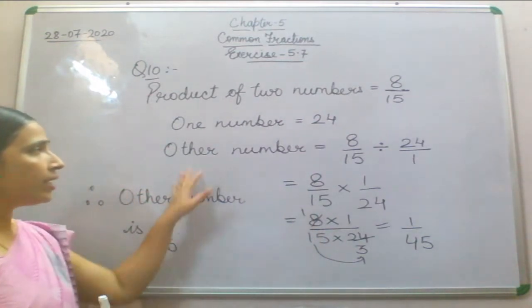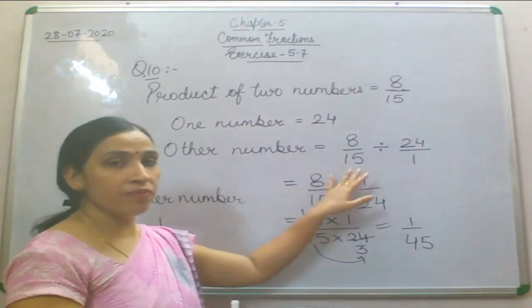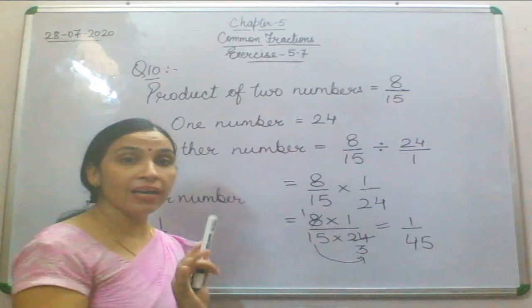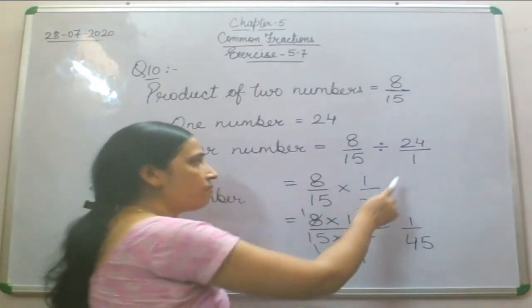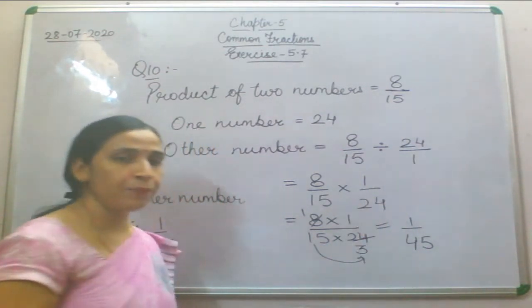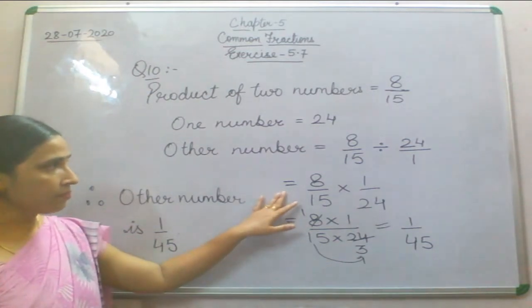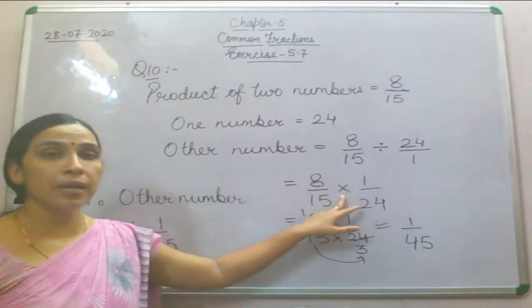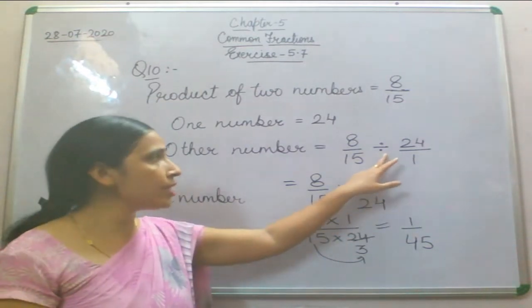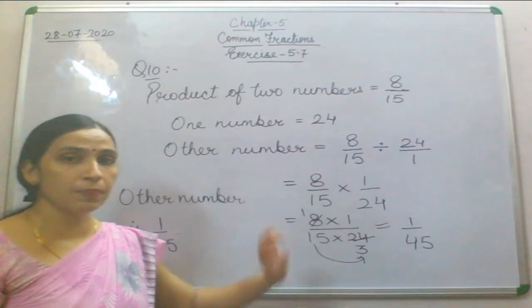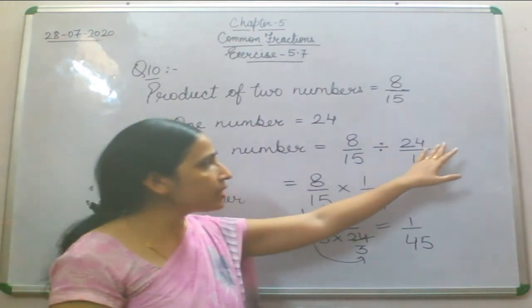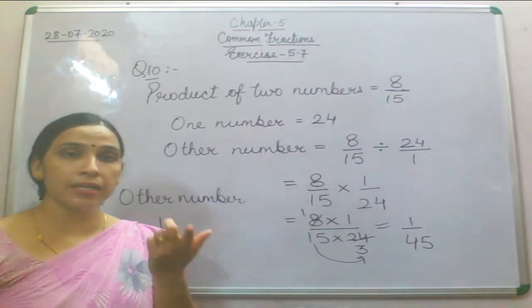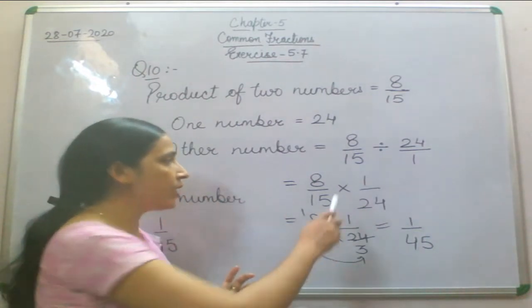Yes. So here the other number is equal to 8 by 15, which is your product, that will be divided by 24. Now we don't have anything in the denominator, so what will we write here? We will write 1 over there. Then this division symbol will be changed into multiplication. And when we change this division symbol into multiplication, this fraction, that is 24 by 1, will become reciprocal. It means that it will become 1 by 24.